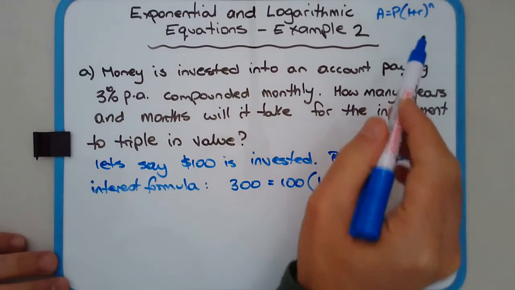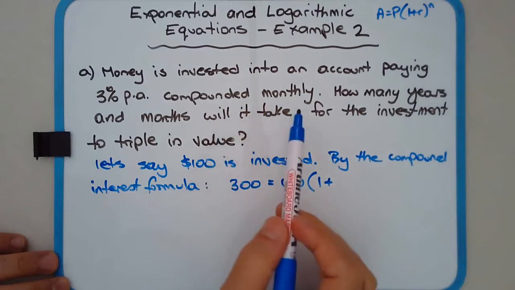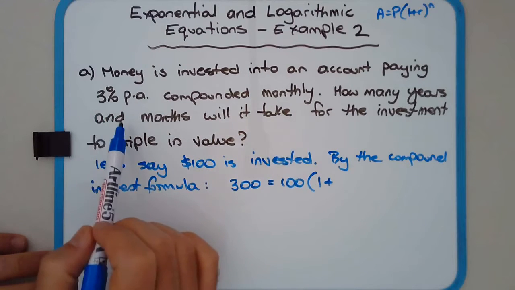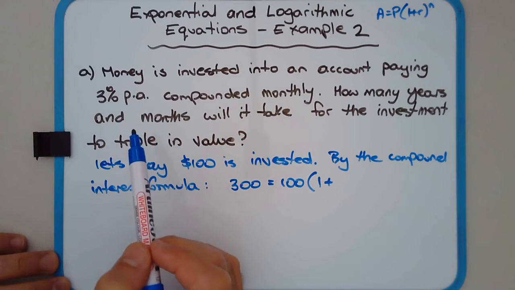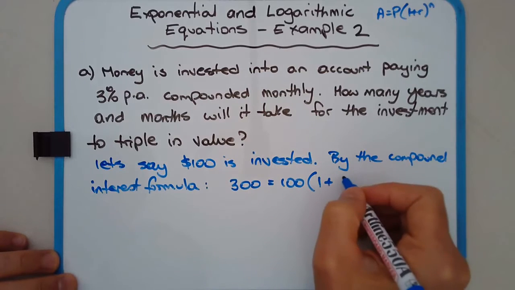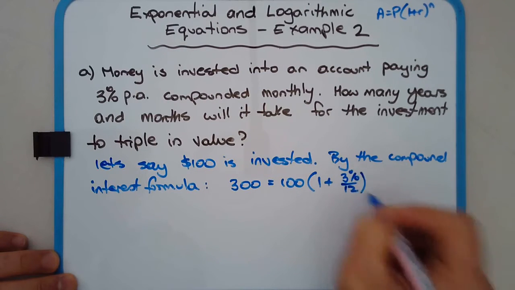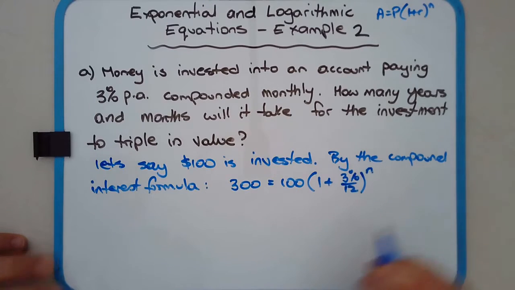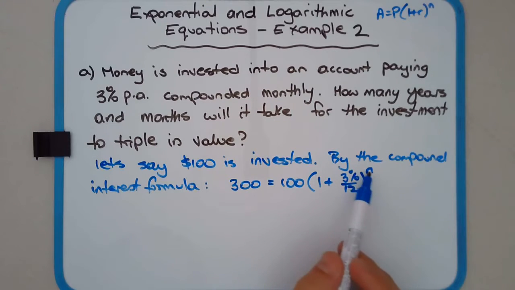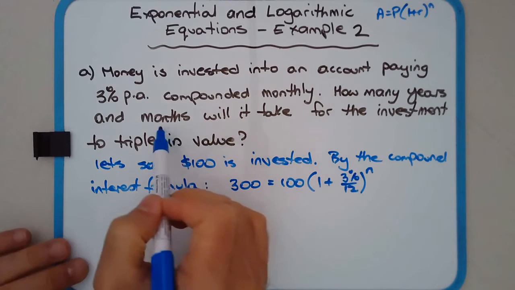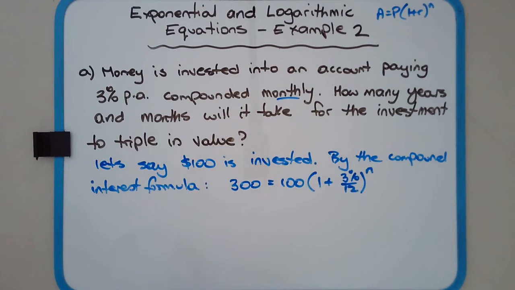Now, the interest rate is per period and it's compounded monthly, so it's going to be 3/12% per period. So it's 3% over 12, to the power of n. Really n is the number of months, because it's compounded monthly. So the n represents months. Let's solve this equation now for n.